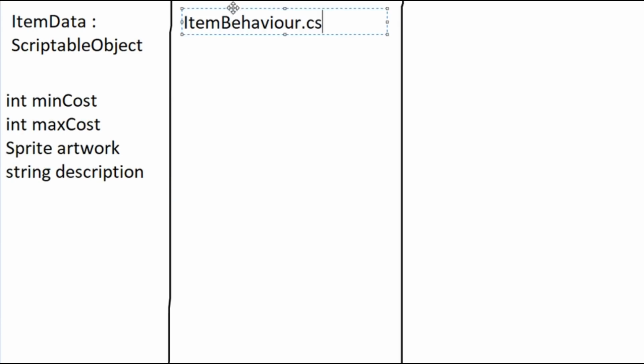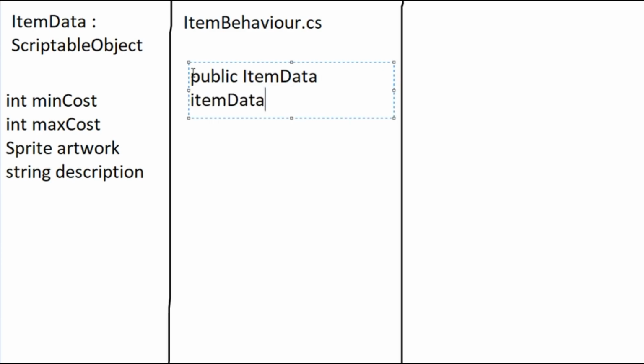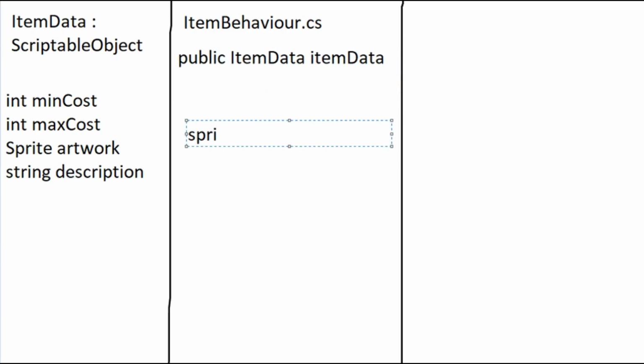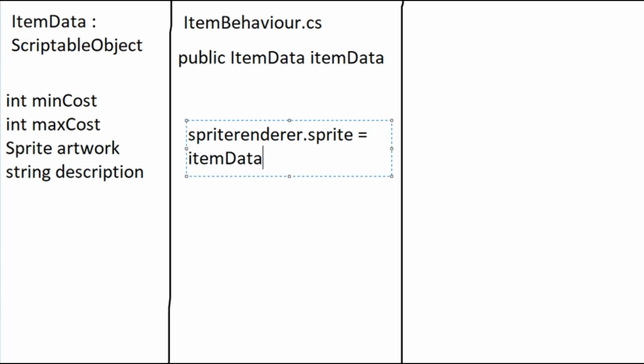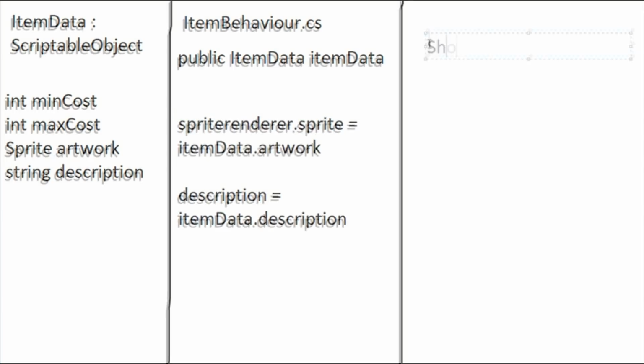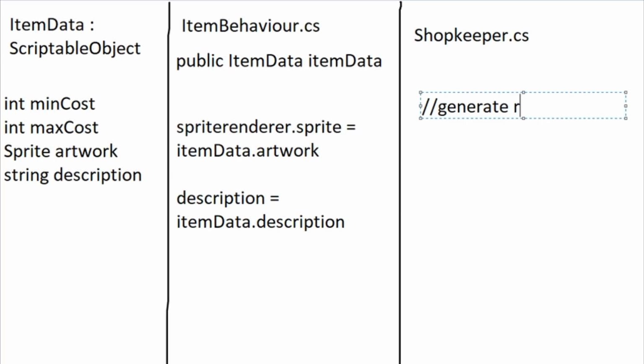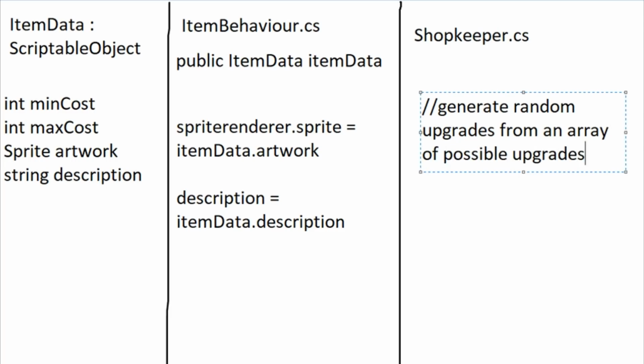Then I'd have an item behavior script that would use this item data and pass it in, and then I would use that data to change behaviors, and this is where, let's say if I walked over, I could actually buy the item. Then I have a shopkeeper script that would pretty much generate random upgrades from an array.